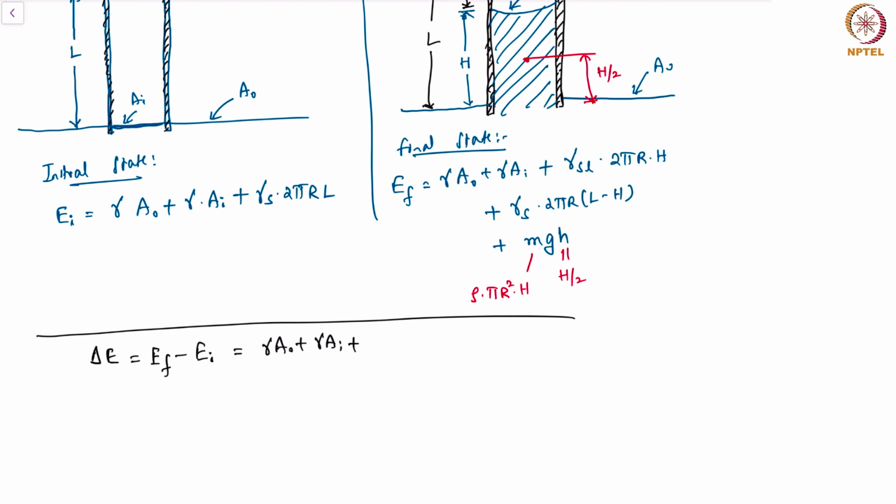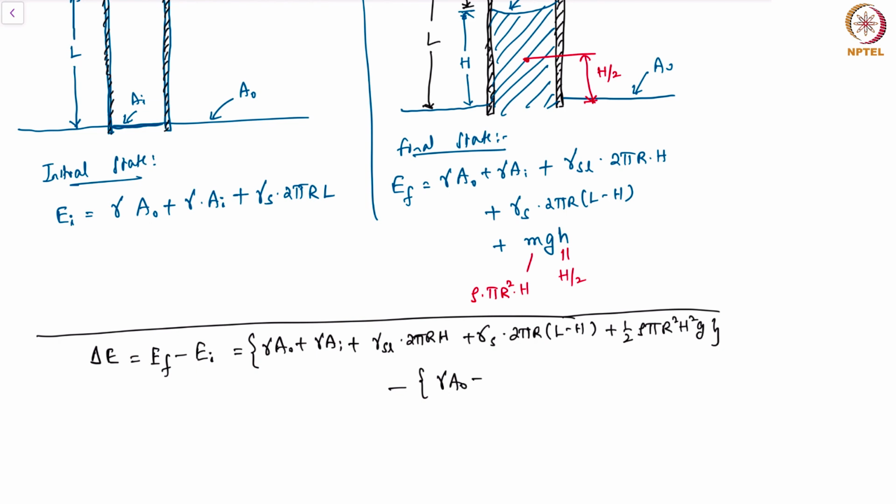Now I can make some cancellation here. We'll first write it down and then do the cancellation. Gamma SL 2 pi r h plus gamma S 2 pi r into L minus h plus half rho pi r square h square into g. This will be the final energy minus the initial energy, that is gamma A naught plus gamma AI plus gamma solid 2 pi r times L.